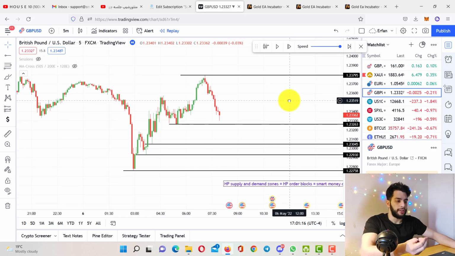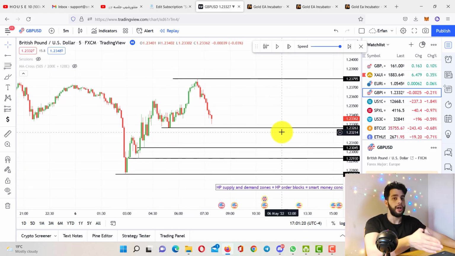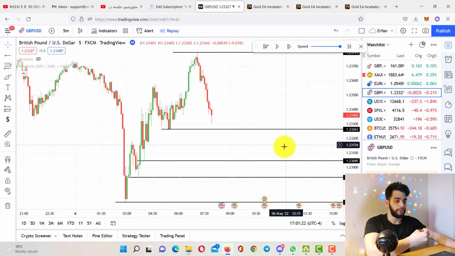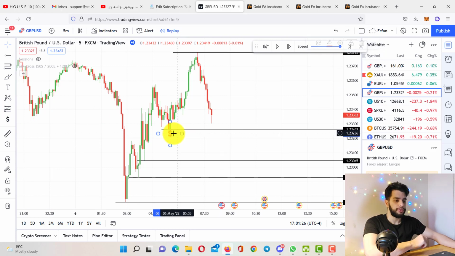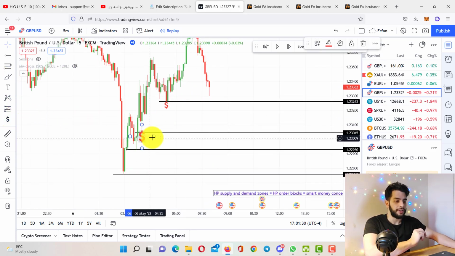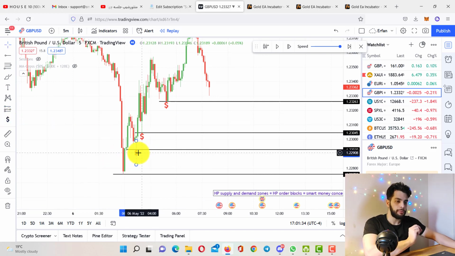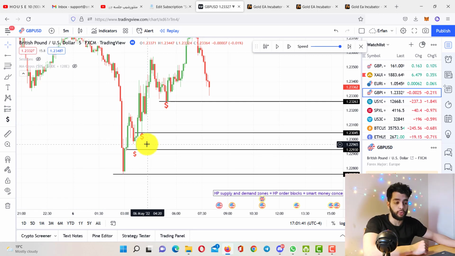So this is what I do, but I don't necessarily draw these lines because I can actually see them with my eyes, but I want to illustrate to you how they look. And then I use this dollar sign to identify the liquidity around these areas. So what does liquidity mean? Liquidity means money. Liquidity means where the price tries to reach those levels and stop out every buyer or seller.